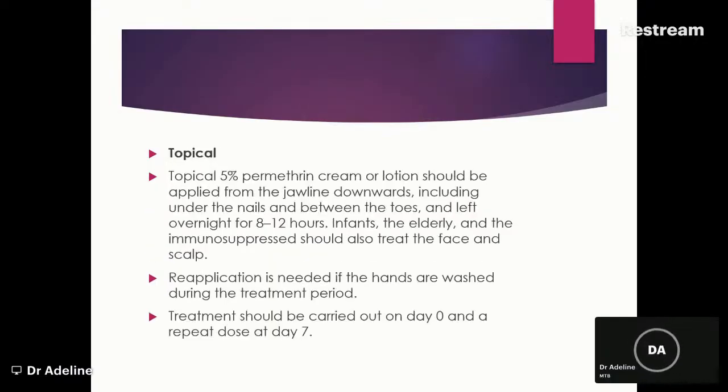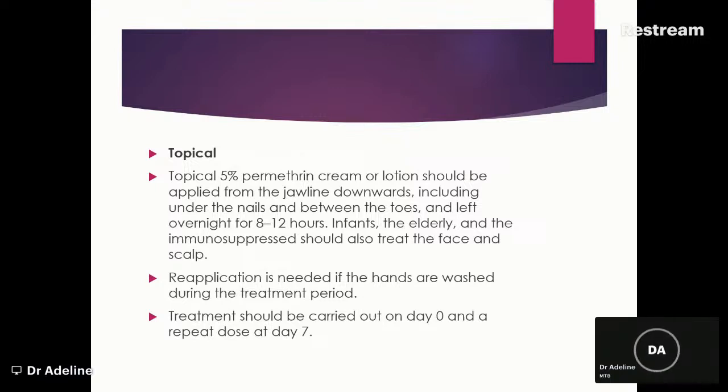For the topical treatment, we can use 5% permethrin cream or lotion, which is usually applied from the jawline downwards, including under the nails and between the toes. So we have to specifically mention it has to be applied from the jawline downwards, including under the nails and between the toes. And it is usually left overnight for 8 to 12 hours.